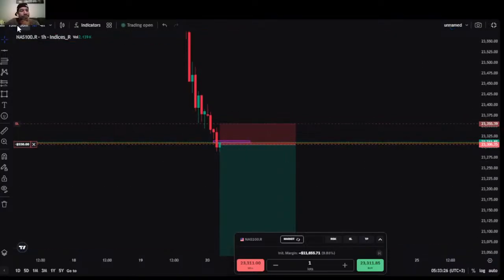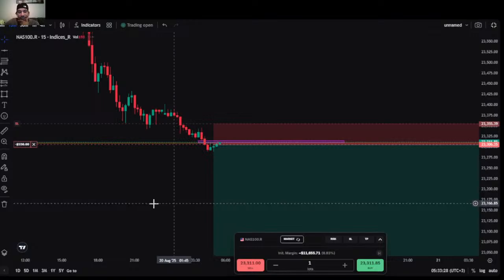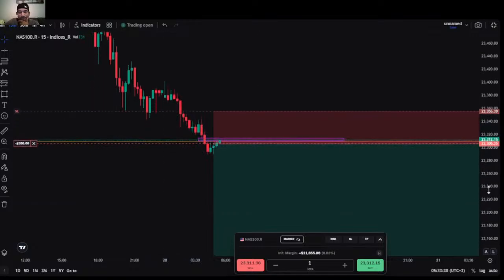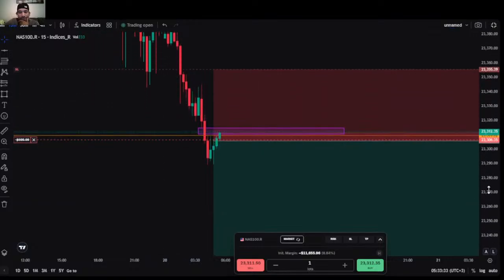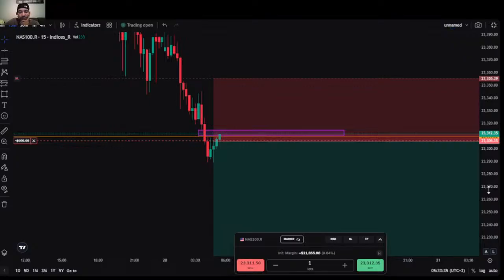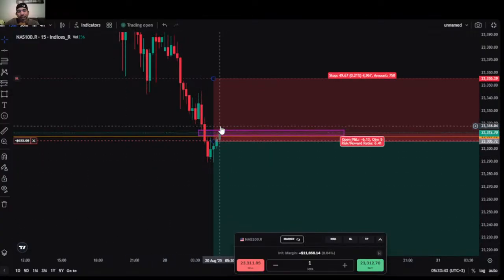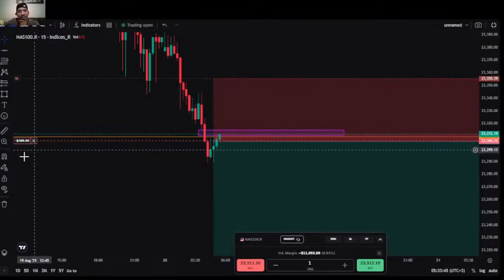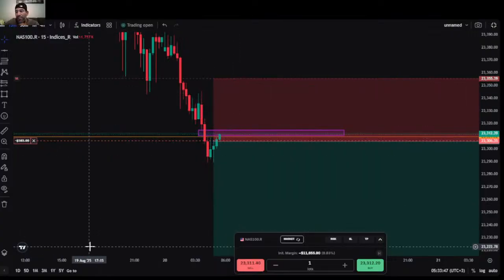Excuse me. Go back to that 15. I just want to keep an eye on it. I'll see how it reacts here on the 15-minute. If we do invalidate it and we break out, I'll probably just jump out early and minimize my loss.